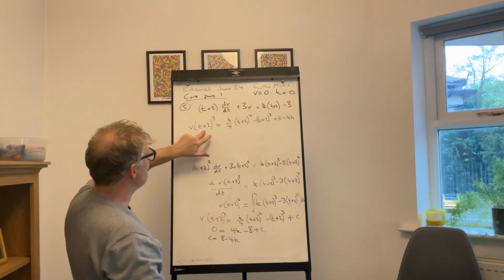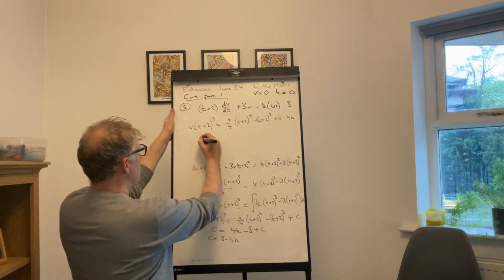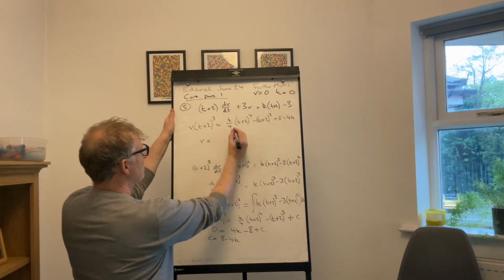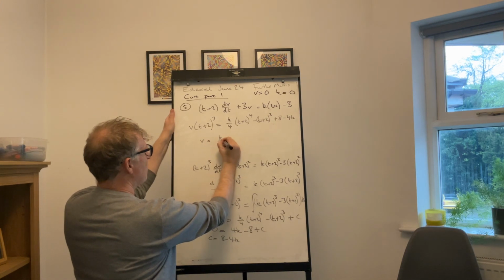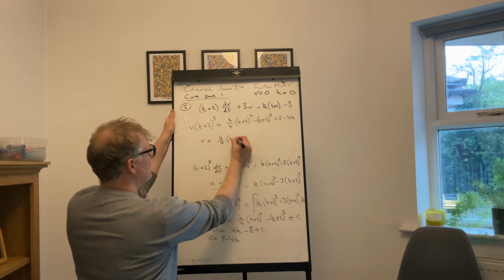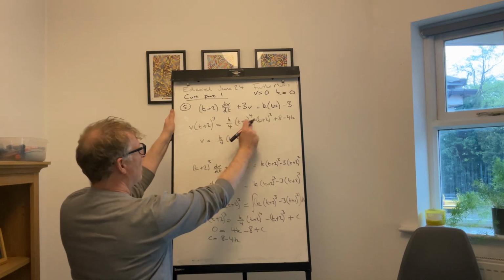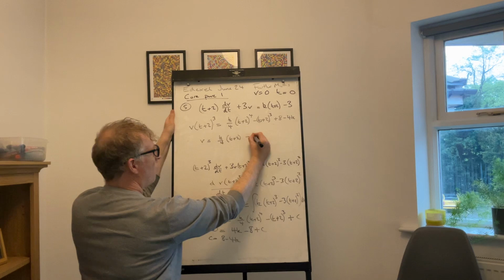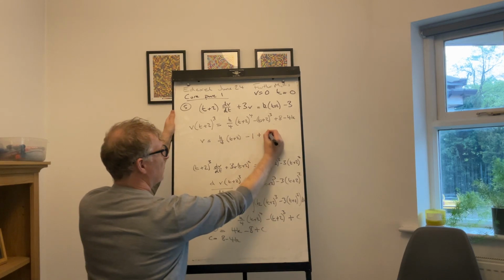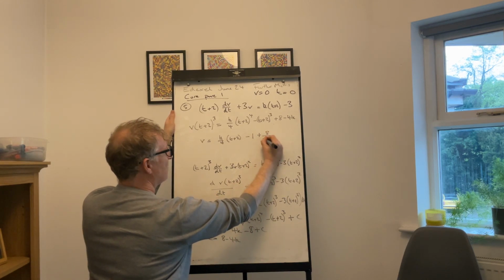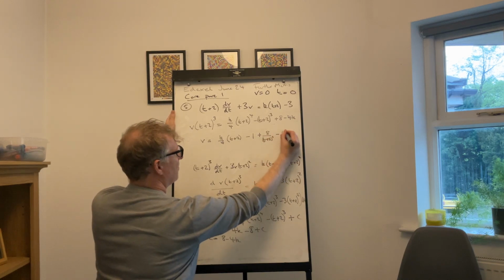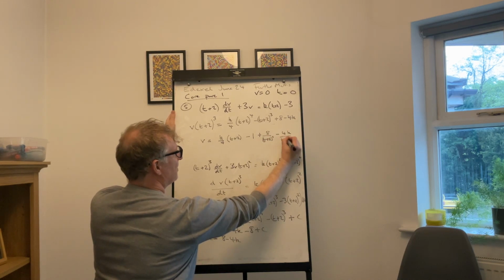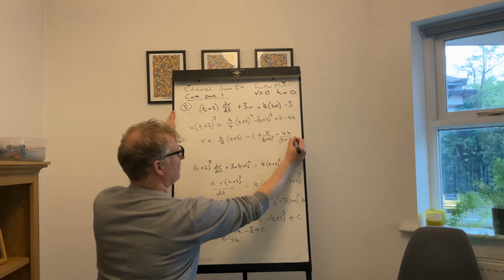We want v the subject, so we're going to divide through by t plus 2 cubed. So v equals k over 4, t plus 2 to the power of 1, because we're taking the cubed, divided by cubed. That's just going to become 1. This is going to become 8 over t plus 2 cubed. This is going to become minus 4k over t plus 2 cubed.